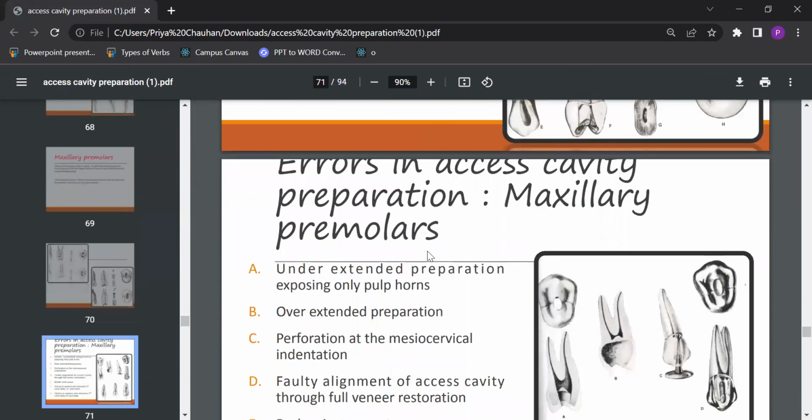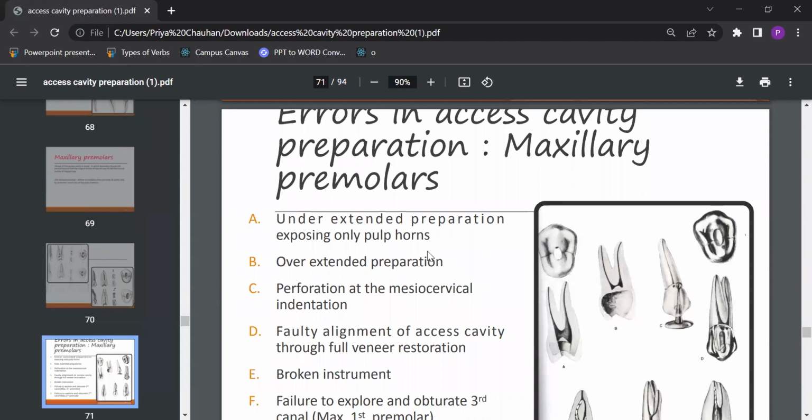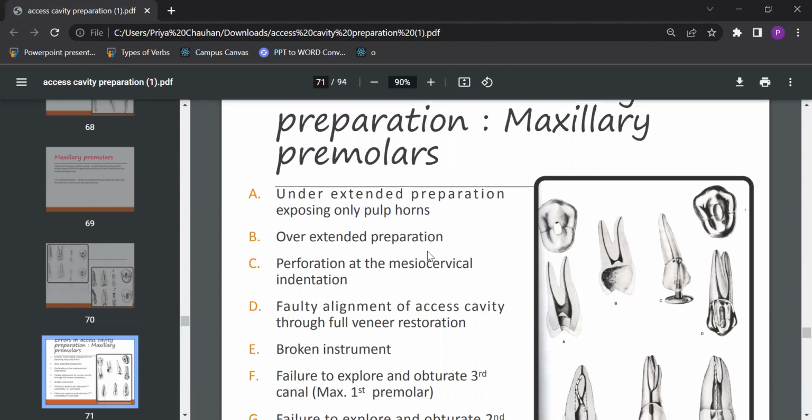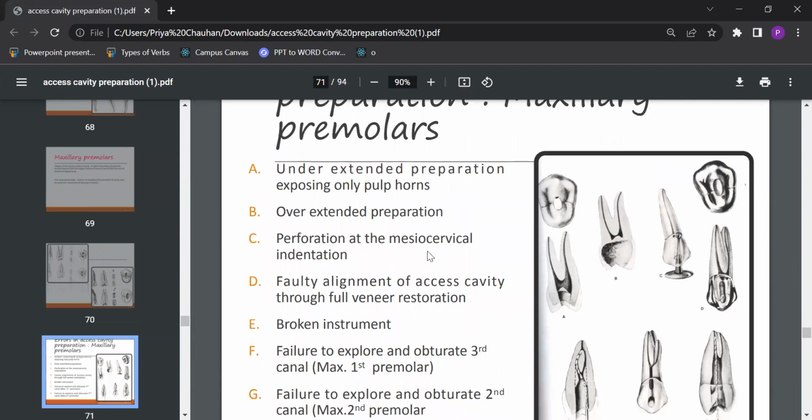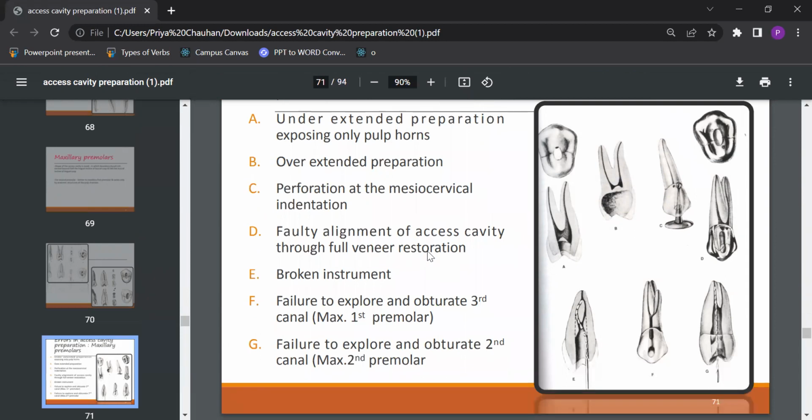Such a cavity, in maxillary preparation, what will you do? Under-extended preparation exposing only the pulp horn, over-extended preparation perforating at the mesio-cervical indentation, faulty alignment of the access cavity, broken instrument, failure to explore or obtain the third canal. In maxillary first molar the third canal cannot be observed, and in maxillary second premolar, failure to explore the second canal. Okay.